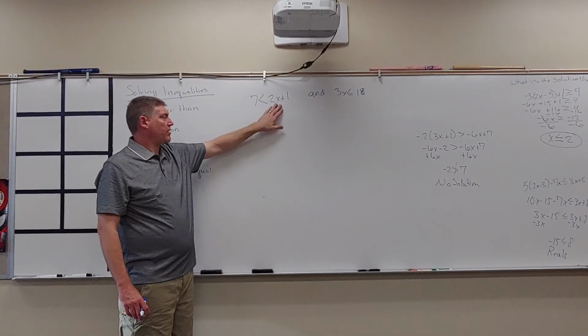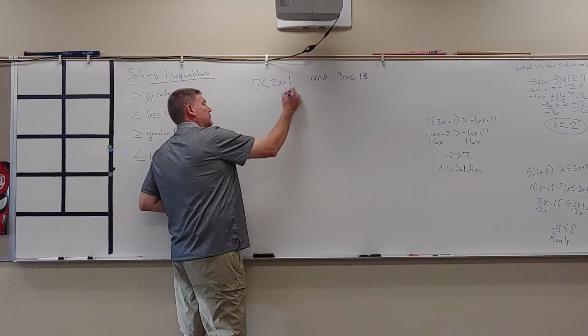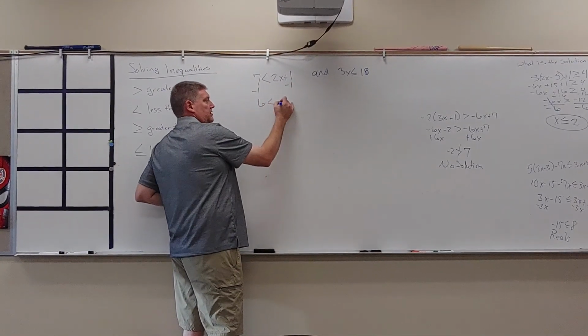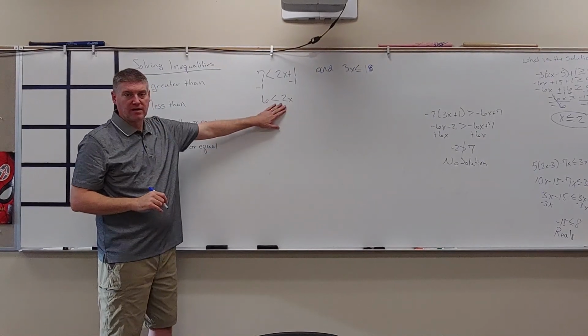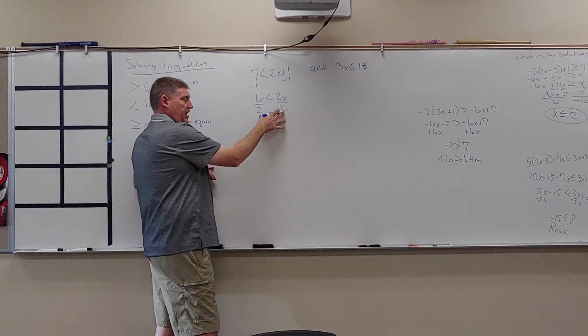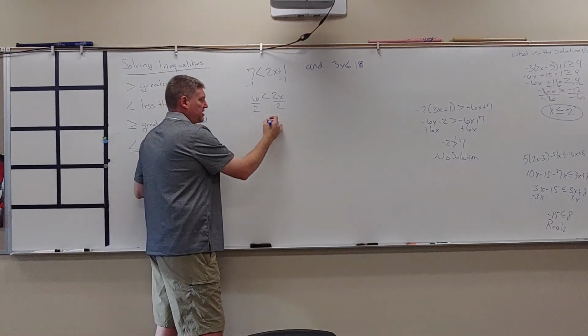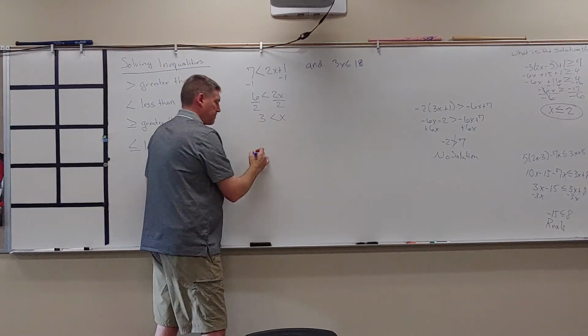Okay. So I only have one variable, so I'm going to isolate it. I'm going to bring my 1 over. So I'm going to subtract 1. 6 is less than 2x. I'm now going to divide by 2. I divide by 2, divide by 2. I'm dividing by a positive number, so I don't have to change the inequality. X is greater than 3.